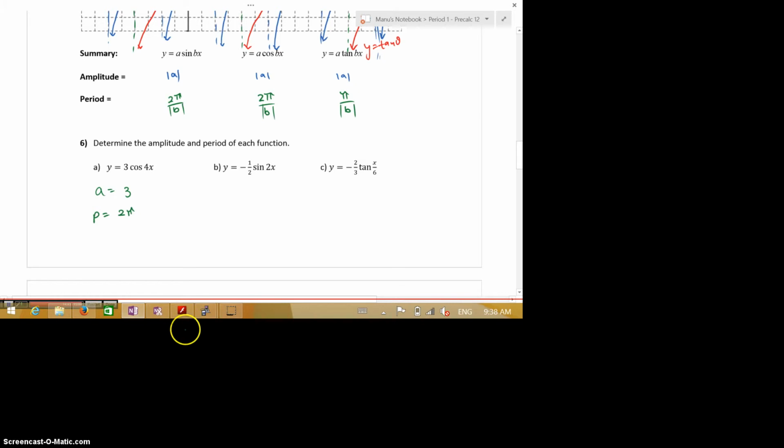2 pi over 4, which is the same as pi over 2. So that means this graph is going to cycle every pi over 2 units. It'll start at 0, end at pi over 2. Start at pi over 2, end at pi, and then so on and so forth.